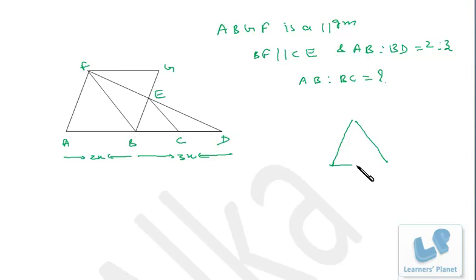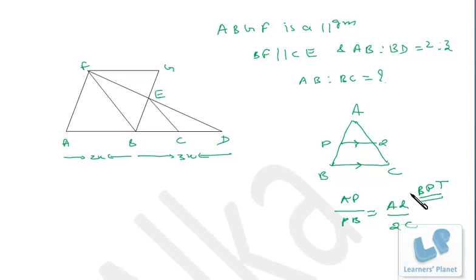For a triangle, suppose this A, B, C, suppose PQ. Now if PQ is parallel to BC, it's not necessary that Q is the midpoint of AC and P is the midpoint of AB. It's not necessary, but if they are parallel, then AP by PB is equal to AQ by QC. That is the basic proportionality theorem. So that we are going to use over here, right?